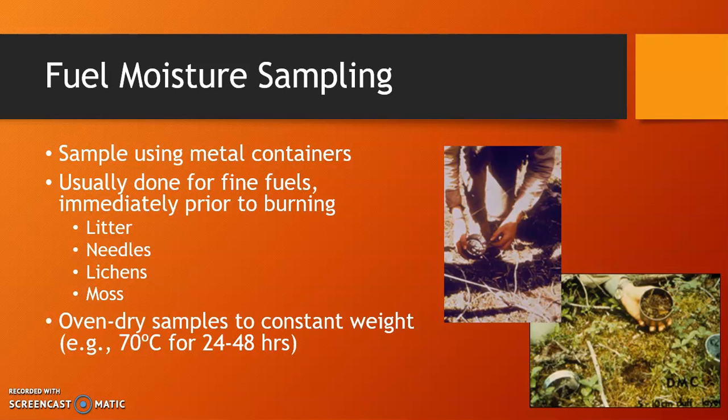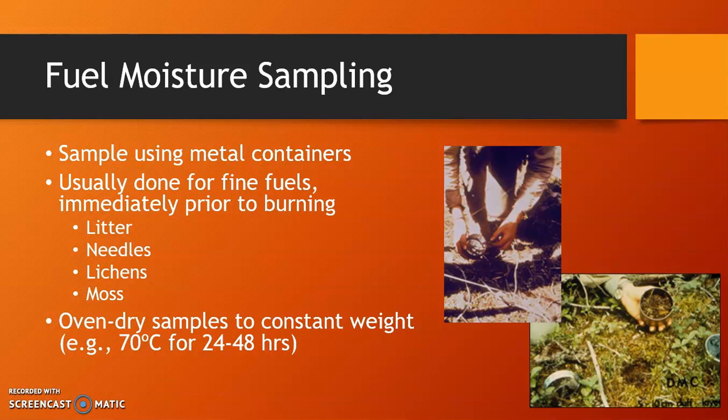So the first type of sampling that we do is for fuel moisture, and we sample this using metal containers. We typically sample moisture content for fine fuels, and that's because fire spreads through fine fuels, and fine fuels change their moisture content very quickly. They're constantly exchanging moisture with the environment. And we would normally sample fuels like litter, needles, lichens, and moss immediately before we would do a burn.